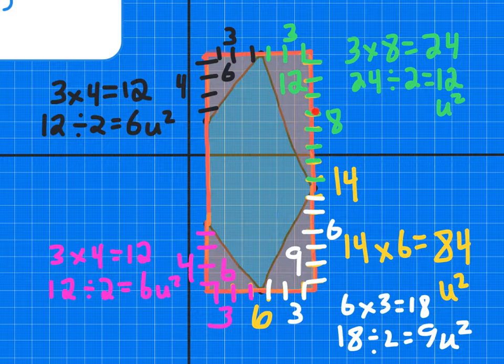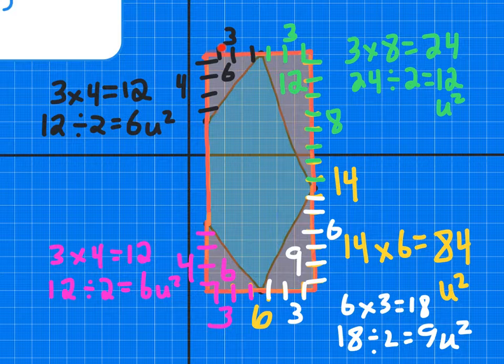Then I went and found the area of this triangle. So I counted its base and its height, 3 times 8. But the area of a triangle is base times height divided by 2. So when I got 24, I divided it by 2, and the area of this triangle is 12 units squared, and I just wrote that in here because I'm getting rid of all these triangles, right?